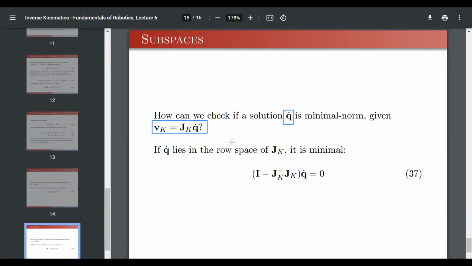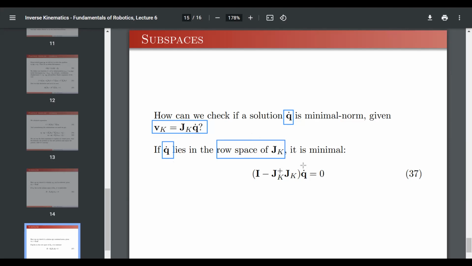Next. How can we check that the solution q dot is minimum norm, given the problem Vk equals Jk q dot? Well, minimum norm solutions tend to lie in the row space. In fact, they all do. All minimum norm solutions lie in the row space. That is the definition of what row space is, the space of minimum norm solutions. So we need to check that it lies in the row space of Jk.